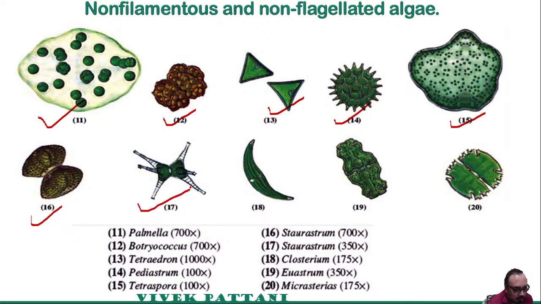The seventeenth one is again the same genus, but of another species. Eighteenth one is a Closterium, nineteenth one is a Euastrum, twentieth one is Micrasterias.